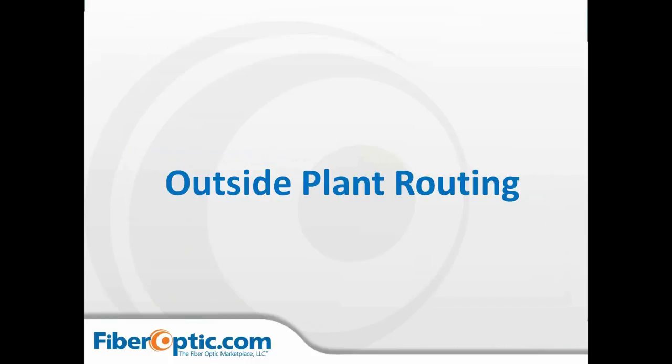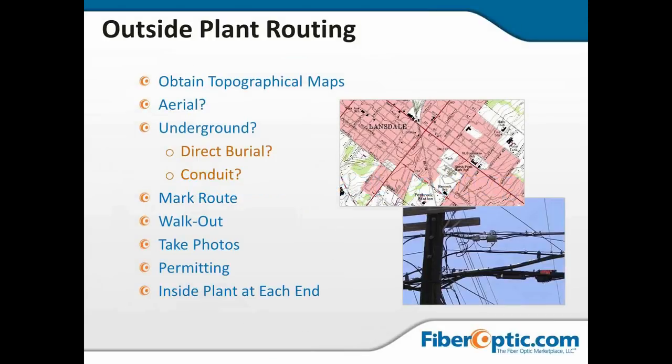So, outside plant routing. Well, just like with the beginning of the inside plant, we're going to obtain drawings, preferably topographical drawings. We're going to want street maps, or a street map overlaid onto a topo map is really the best of all worlds.